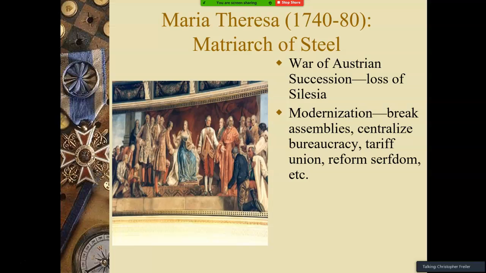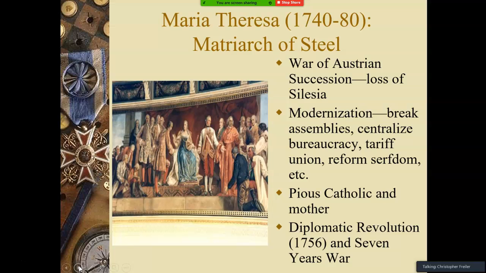She broke local assemblies, she centralized the bureaucracy, she created more of a tariff union to allow for easier trade within the Austrian Empire, and she tried to reform some of the worst features of serfdom. She's generally not considered an enlightened absolutist because she didn't really patronize the Enlightenment, which was more secular and skeptical about religion. She considered herself a pious Catholic and supported Catholicism within her realm. She didn't really necessarily promote religious tolerance.